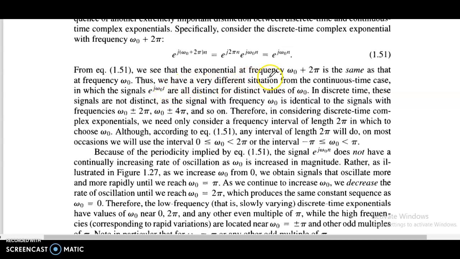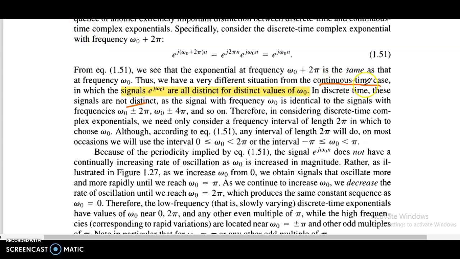We have a very different situation from the continuous-time case, in which the signals e^{jω₀t} are all distinct for distinct values of ω₀. In discrete time, these signals are not distinct, as the signal with frequency ω₀ is identical to the signals with frequencies ω₀ plus or minus 2π, ω₀ plus or minus 4π, and so on.